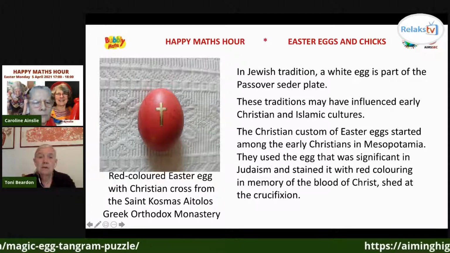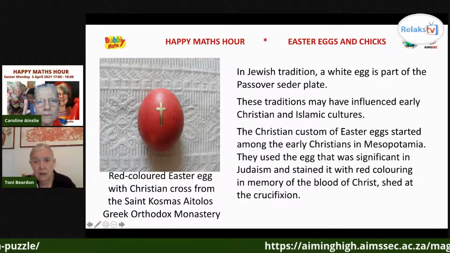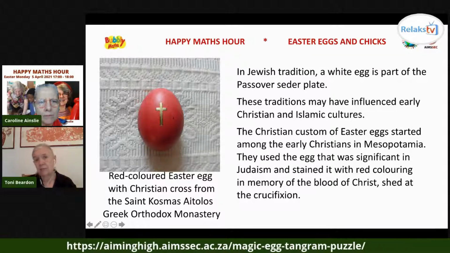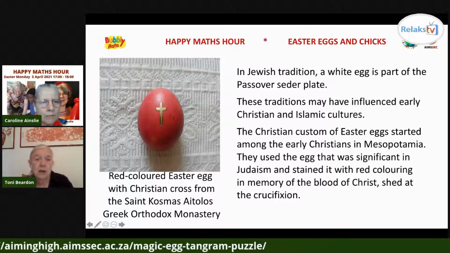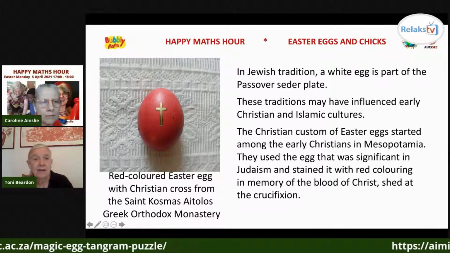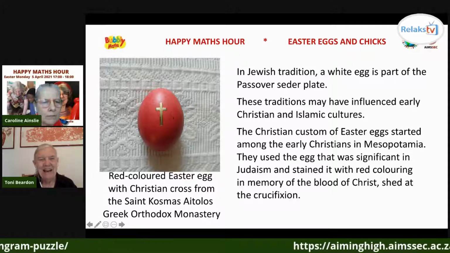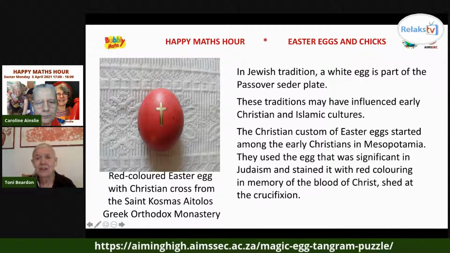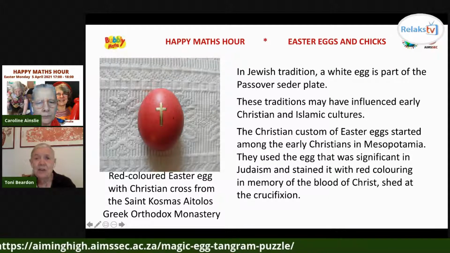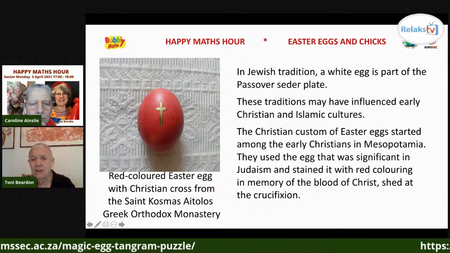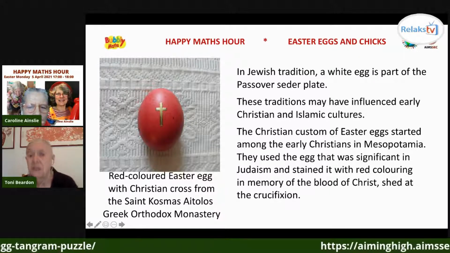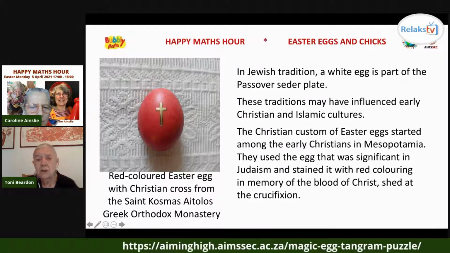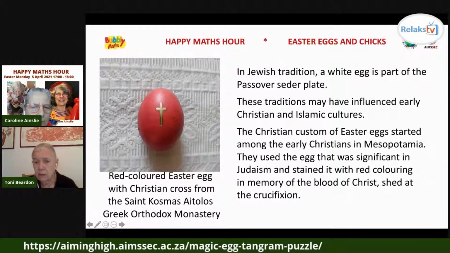Now, yes. In Jewish tradition, a white egg is part of the Passover Seder plate. And maybe we've got some Jewish friends watching, and they will know all about it. And perhaps somebody will give us some information in the chat line. But these traditions may have influenced early Christian and Islamic cultures. They almost certainly did.